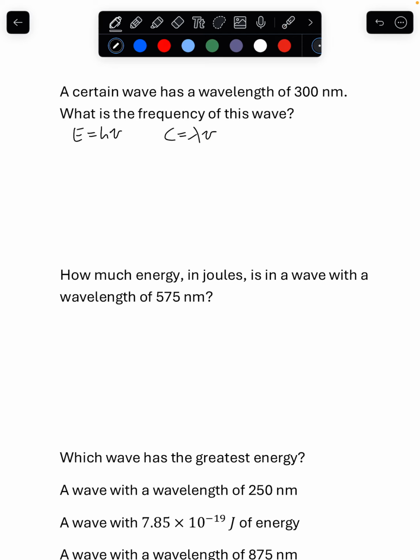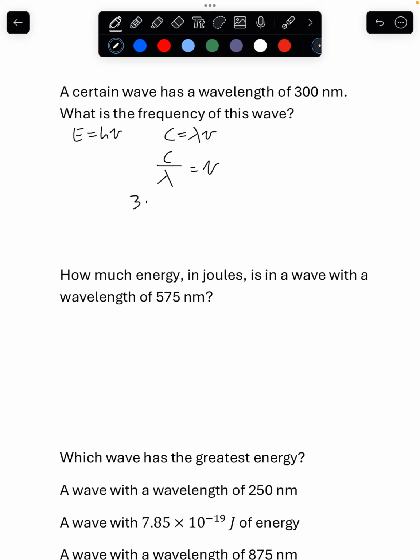So, what equation do I want to use? Well, I don't know energy. I know Planck's constant, but I don't know the frequency, so that equation's out. But I do know the speed of light, I do know the wavelength, and I want to solve for the frequency, so that's the equation I'm going to use. Let's rearrange this to be the speed of light divided by wavelength is equal to the frequency.